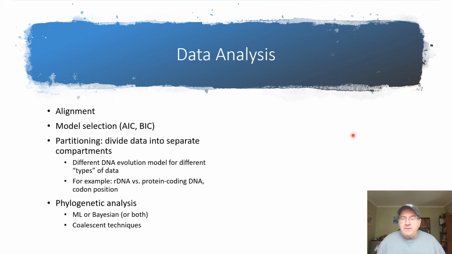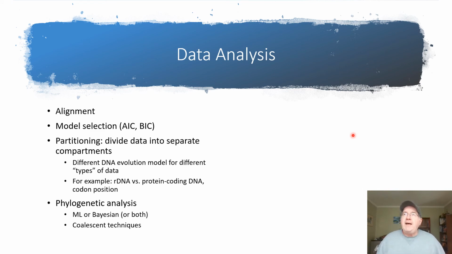Anyway, you align them. Then you analyze your alignments using the Akaike information criterion or the Bayes information criterion in order to determine the best model of evolution, one that balances the number of parameters that you have to estimate from your data. That gets you the best model of evolution that works for the data that you have. So simplicity or generalizability versus the number of parameters that you have to estimate.